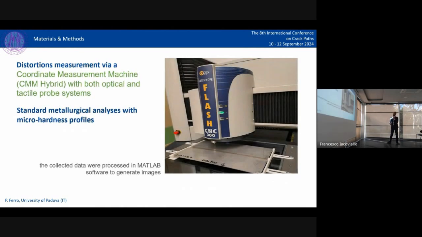We also carried out distortion measurement via a coordinate measurement machine with a hybrid technology. Let's say we're using both optical and tactile probe systems. The points that we measured with this facility were then collected and processed in a MATLAB code to generate images of the deformed shape, the deformed joints. Finally, we perform standard metallurgical analysis and micro hardness profiles.